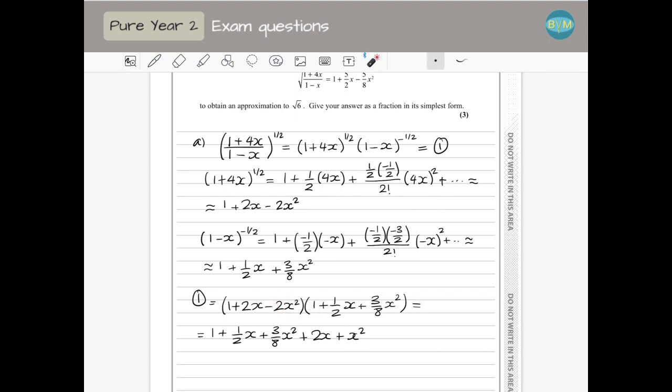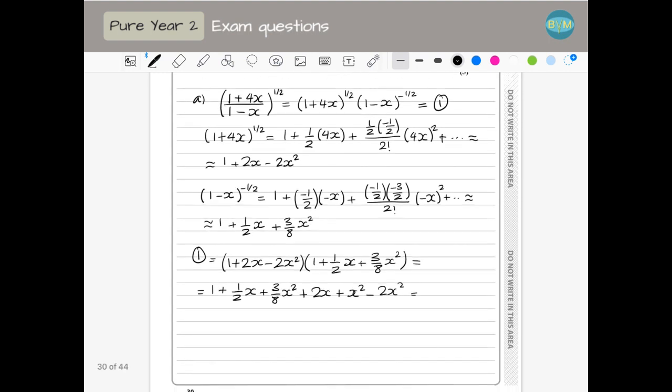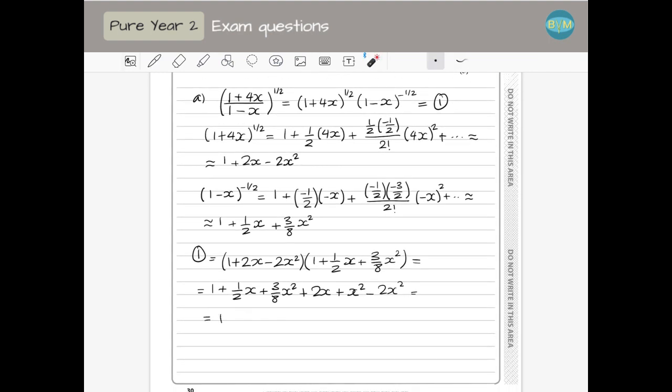And then I'm going to multiply this one only by the 1, because when I multiply by the next one, the x is to a greater power, so just minus 2x squared. And I just simplify, I collect like terms, so I have 1, and then I have 1x plus 2x, which is 5/2 x, and then the x squared is 3/8 minus 2 plus 1, so minus 1. And this is minus 5/8, no? 5/8 of x squared. I can write that, it would be better if we write that is just the approximation, yeah?